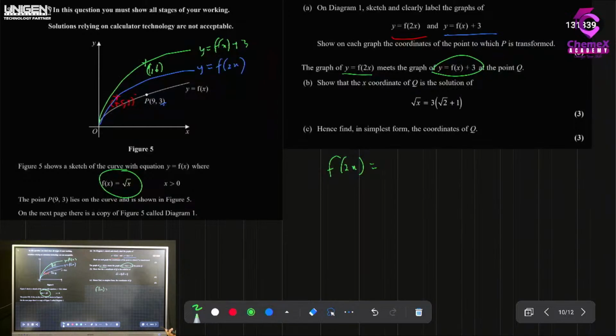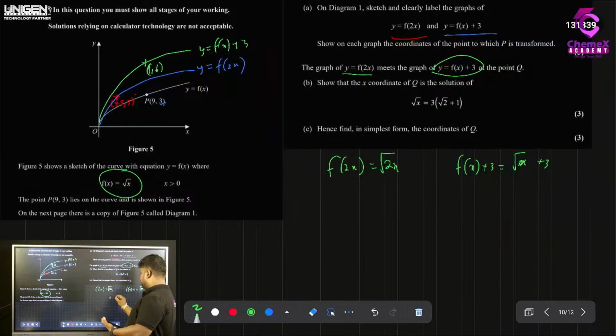If you put 2 in the bracket, it's root 2x. So f(x) plus 3 is root x plus 3. So you can equate the two. Root x plus 3 is equal to root 2x.